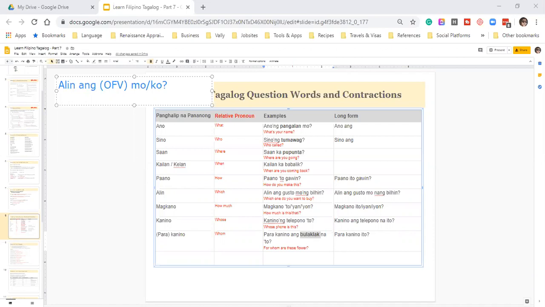Alin ang, example. I want you to use the verb. I'll give you the verb already. Let's say kunin. I want you to use the future. Future is always repeating the first syllable, right? Okay. Alin ang kukunin mo? Yes. Alin ang kukunin mo?